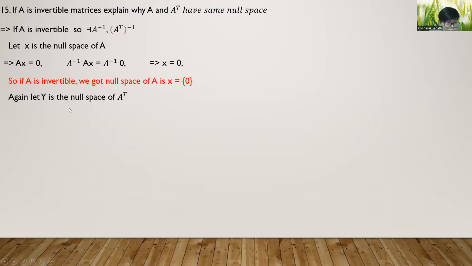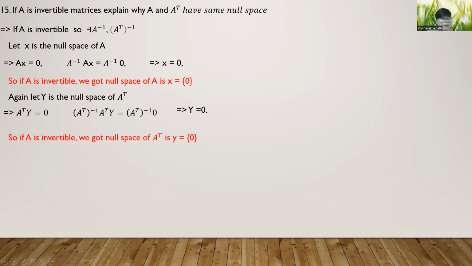Again, let Y be in the null space of A transpose. So it means that A transpose times Y must be equal to 0. By doing left multiplication by the inverse of A transpose on both sides, we get Y equal to 0. So if A is invertible, the null space of A transpose is equal to 0 also. As a result, combining these two statements, we get that if A is an invertible matrix, A and A transpose must have the same null space, which is equal to 0.